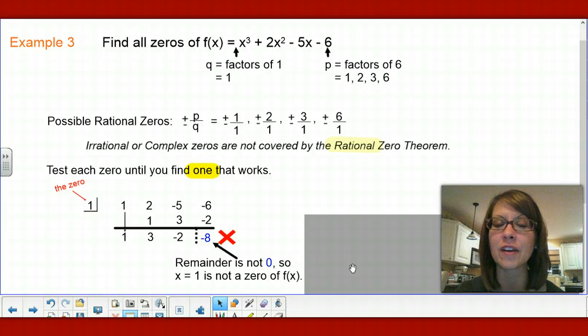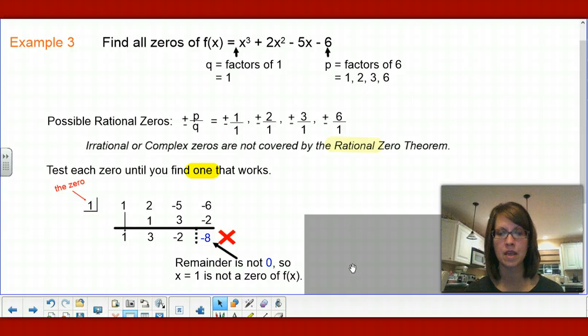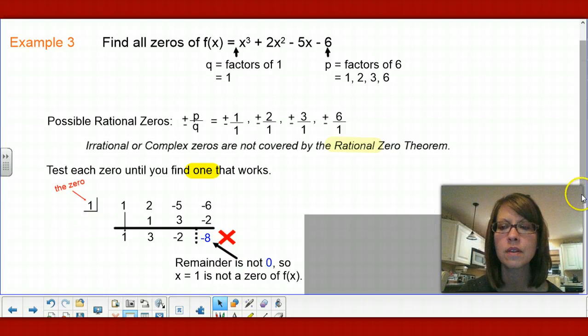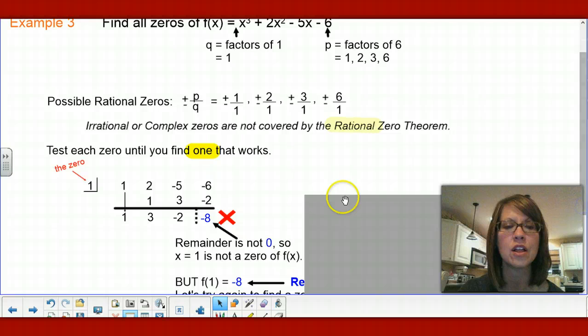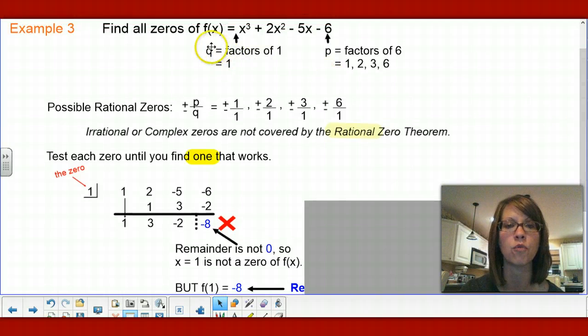But it is still significant because there was another theorem that you have seen, called the remainder theorem. The remainder theorem says, and this is really cool, that the remainder value that you get here is actually the function value of your 0. So if you do f of 1, 1 cubed plus 2 times 1 squared minus 5 times 1 minus 6, you're going to get negative 8.